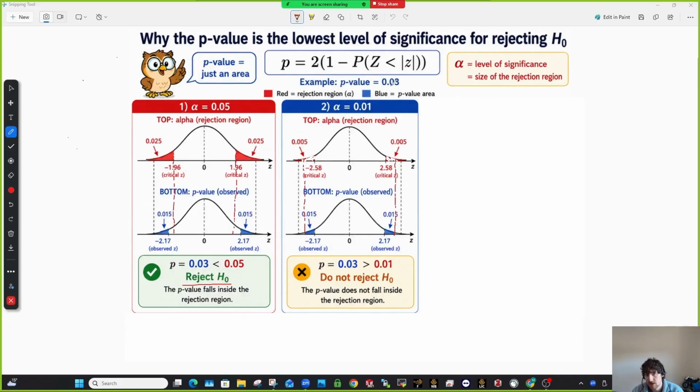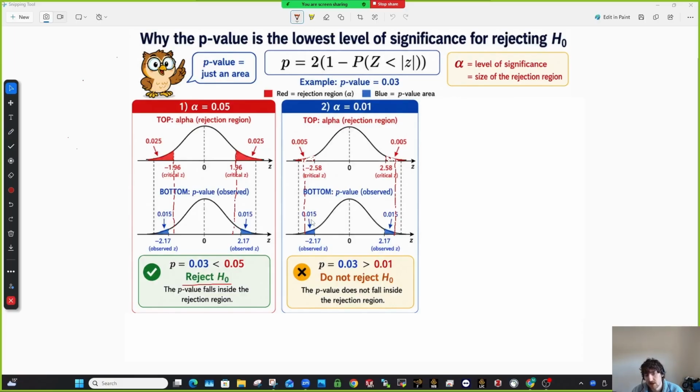So absolutely, when the p-value is 0.03 for our normal tests, say alpha was 5%, H0 gets rejected because the p-value is in the rejection region. But if the level of significance was 1%, you would not be rejecting H0 because your p-value escaped the rejection region, as you can see here.